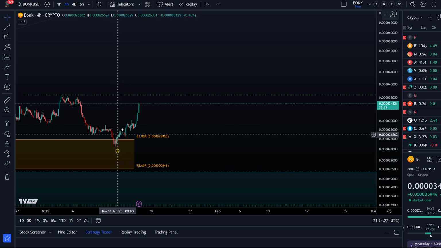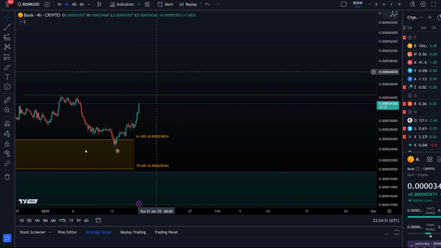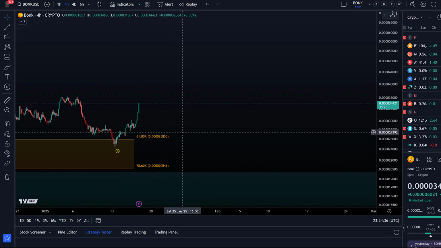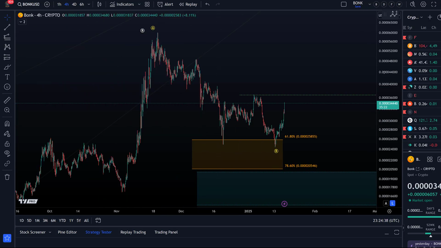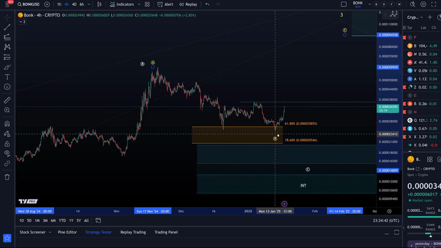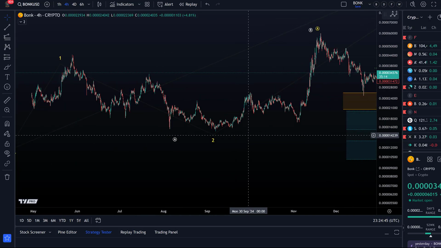Now, I don't really have a reliable micro count. I mean, surely we could say maybe, is this a wave 1, 2? Is this a third wave? Maybe. I certainly don't have a clear 5-wave move, and I wouldn't really want to try to give you the false impression that it's easy or even necessarily possible to get a reliable micro count out of Bonk. Sometimes it's clearer, sometimes it's less clear.